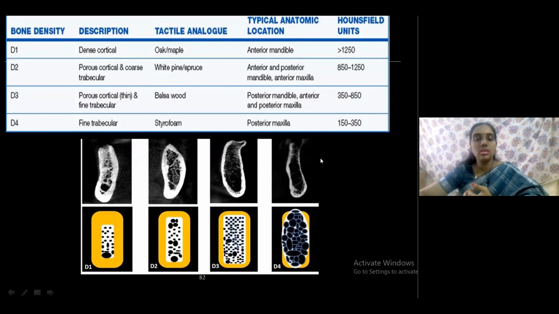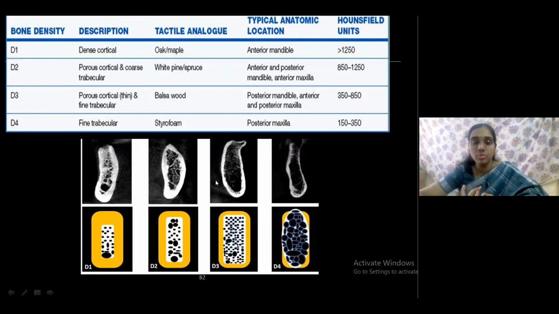This is a CBCT cross section showing the different patterns of bone. The first one is D1 bone, which is a very dense cortical bone, usually present in the anterior mandibular region. D2 has a very thick cortex, but the trabeculae are somewhat coarse and porous. D3 has porous cortical and fine trabecular bone, and D4 is mainly present in the posterior maxillary region, which has very fine trabeculae. D2 and D3 are the most common types of bone density that we come across.